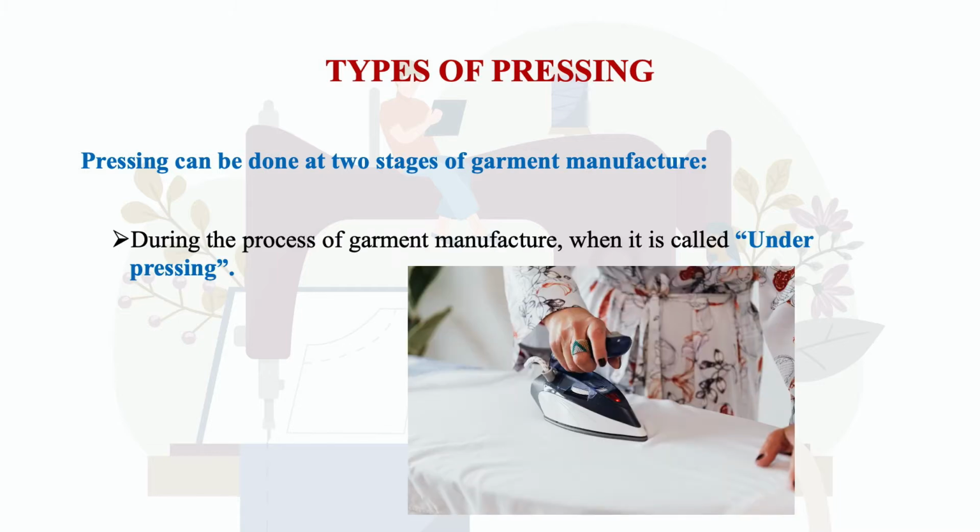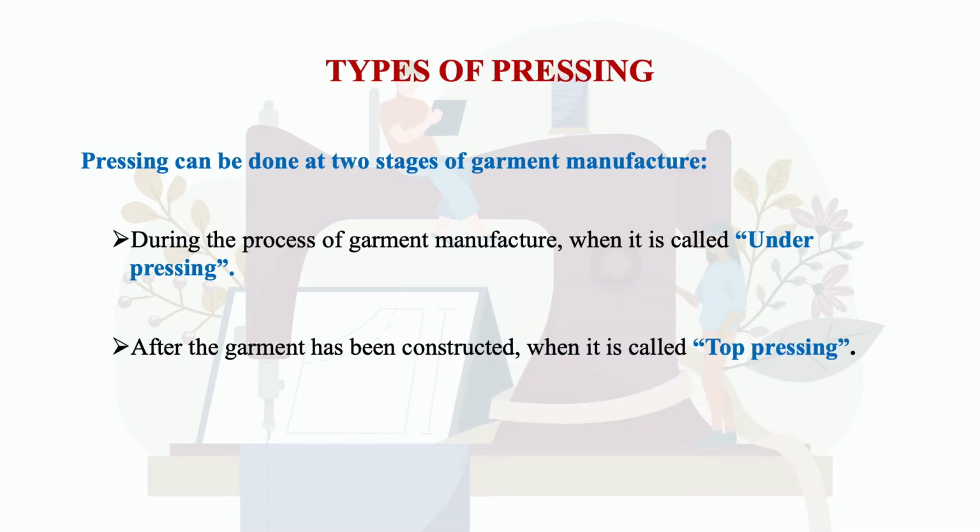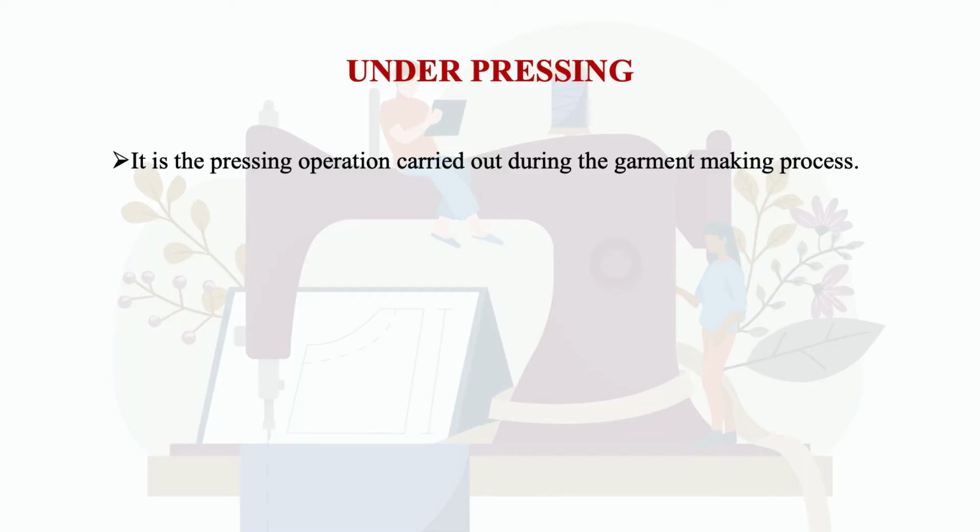When it is done during the process of garment manufacture, it is called under pressing, and after the garment has been constructed, when it is done, it is called top pressing. So these two stages we generally do the pressing process during the garment construction. So first what we discussed is the under pressing. Under pressing is the pressing operation carried out during the garment making process.